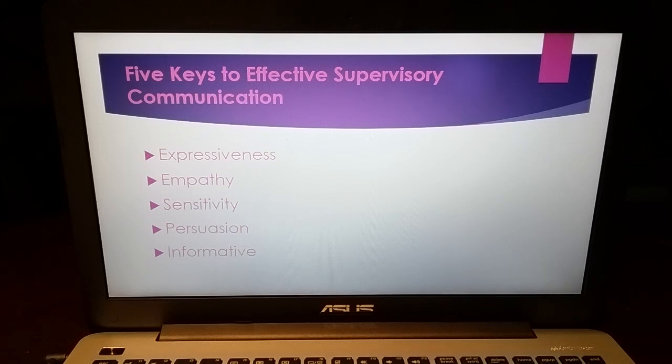Persuasion is also an important supervisory skill because that is really the point of the manager: to try to persuade people to participate in activities that will help achieve the goals of the organization. And then finally, informative. There are many things that, as a supervisor, you need to share with people, and make sure that they have the correct information. A manager or supervisor serves as a conduit of information from upper management to workers.